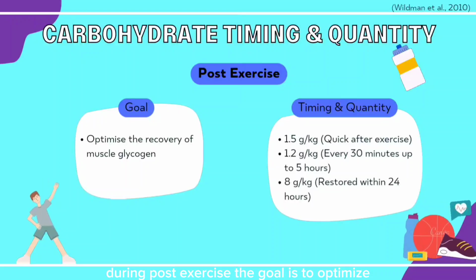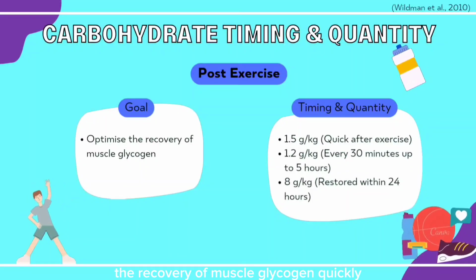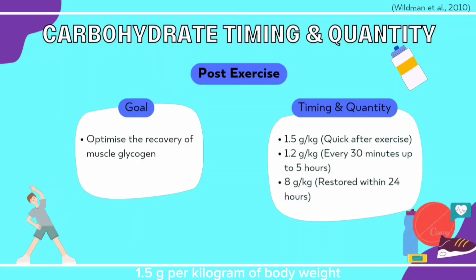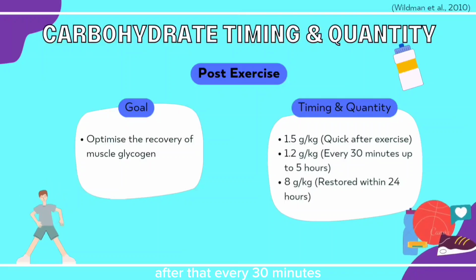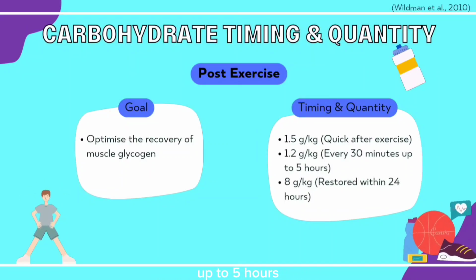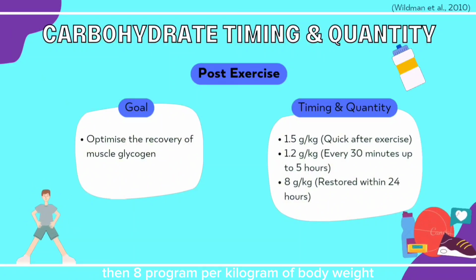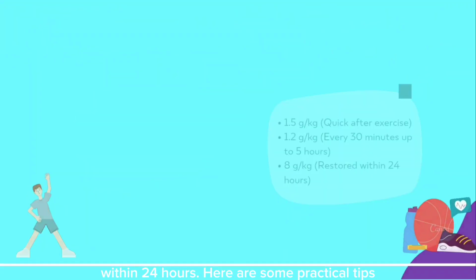During post-exercise, the goal is to optimize the recovery of muscle glycogen. Quickly after the exercise, 1.5 grams per kilogram of body weight of carbohydrate is needed. After that, every 30 minutes up to 5 hours needs 1.2 grams per kilogram of body weight of carbohydrate. Then 8 grams per kilogram of body weight of carbohydrate is needed within 24 hours.